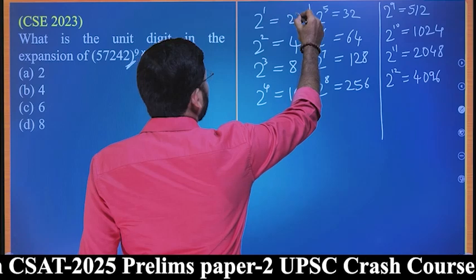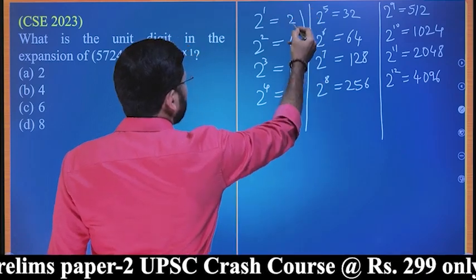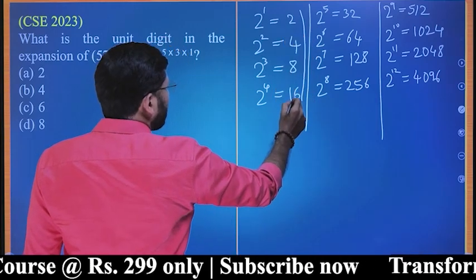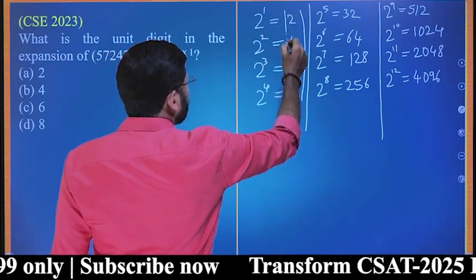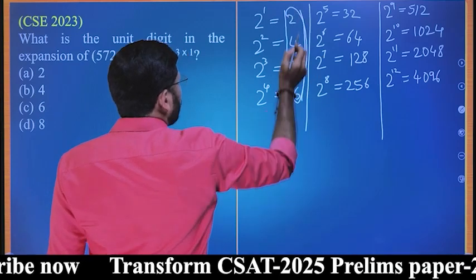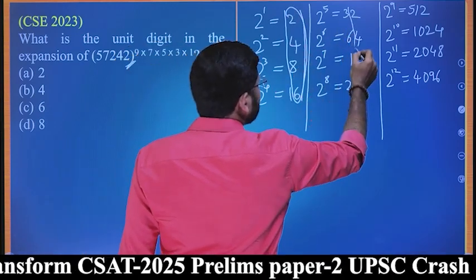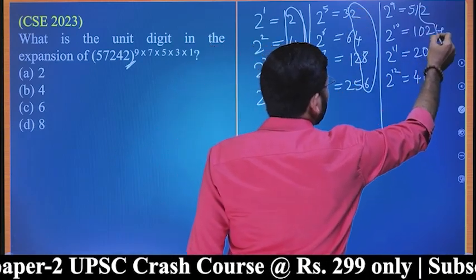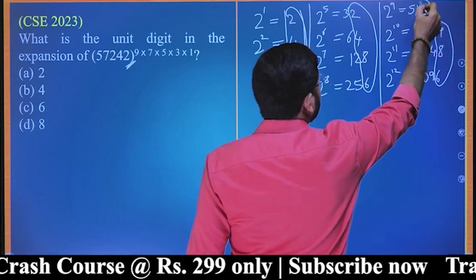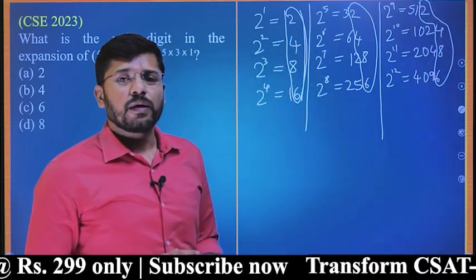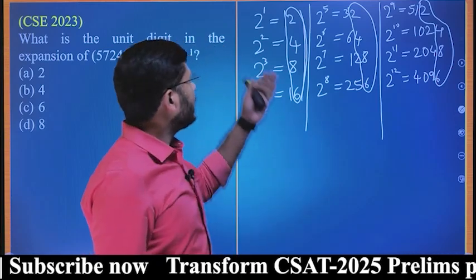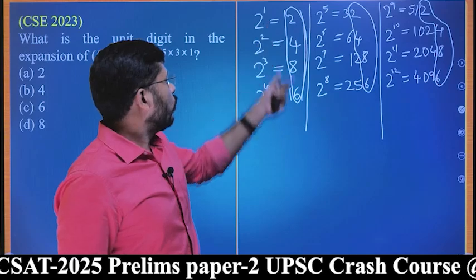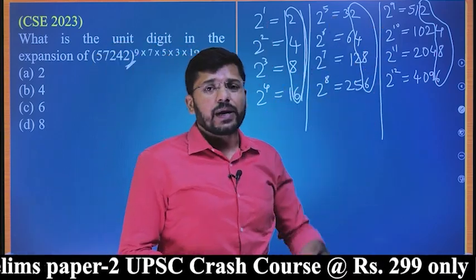Now, look at the last digit of these numbers. These three are single-digit numbers, so the last digits are 2, 4, 8 themselves. Here, the last digit is 6. So, 2, 4, 8, 6. Now, see here. Again, the last digits make the same pattern, 2486. Here also, they make the same pattern, 2486. So, when 2 is raised to any power, it will make this cycle. This is called cyclicity: 2486, 2486, 2486.